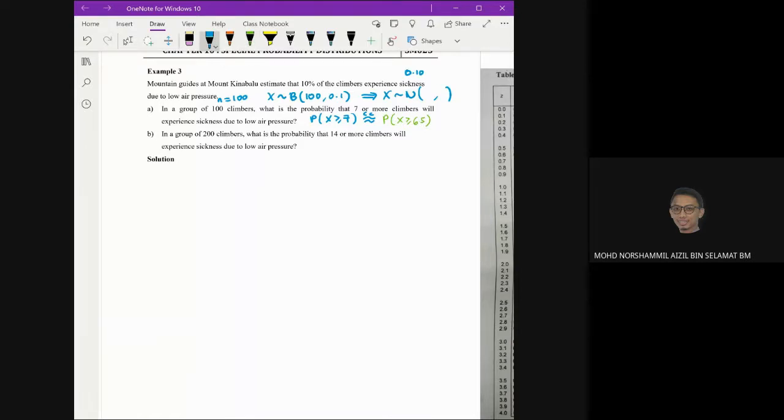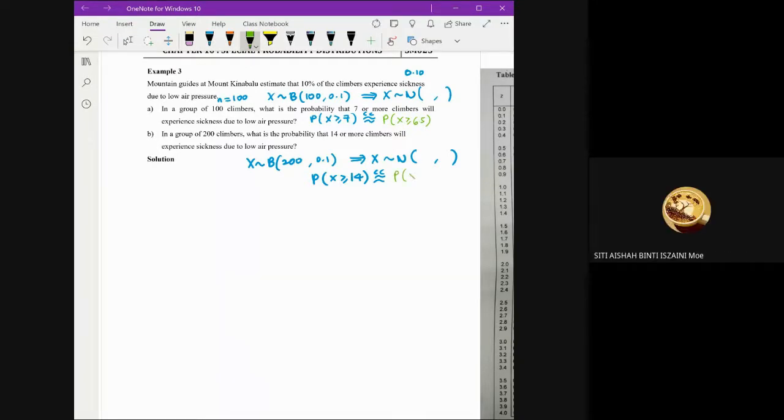For part B, binomial 200. The same. What is the probability that 14 or more climbers? This is also 0.1. Convert to normal first, as usual. Then the question asks for 14 or more, greater than or equal to. After applying the continuity correction, the normal will be 13.5.